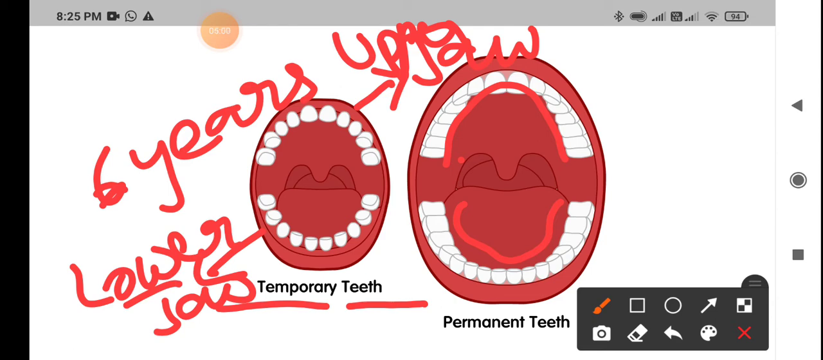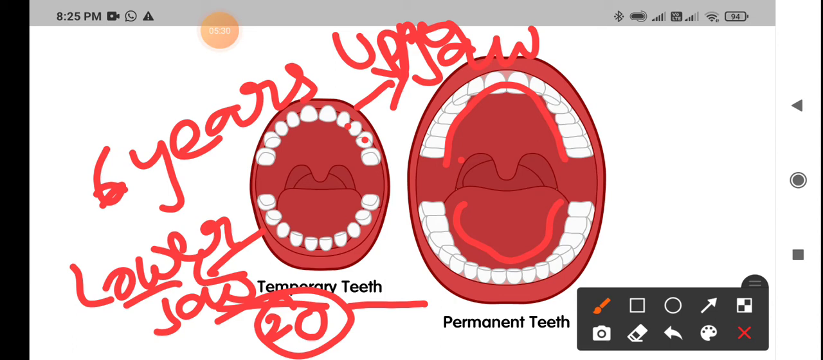The only difference is that these are the children's teeth. They have some gaps in between them, and the number of teeth is also less in children. Now you can count 1, 2, 3, 4, 5, 6, 7, 8, 9, 10. Only 10 teeth in the lower jaw, and in the same way 10 teeth in the upper jaw. So totally 20 temporary teeth children are having.